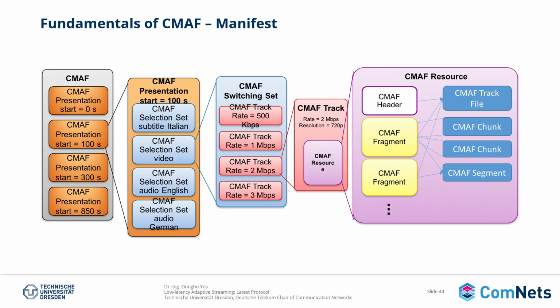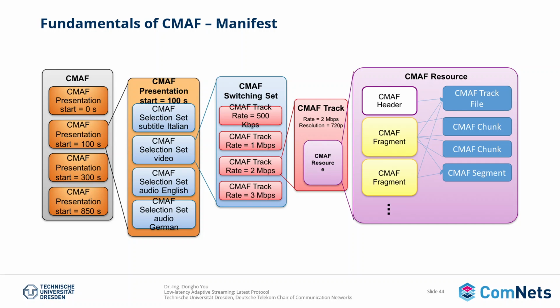A CMAF segment may contain multiple CMAF fragments, but no CMAF header. A CMAF chunk is basically a sequential and contiguous subset of a CMAF fragment enabling low latency streaming. So similar to DASH segments, the CMAF resource can be identified using an identifier such as URL. And a CMAF track file contains both CMAF header and fragments like this.